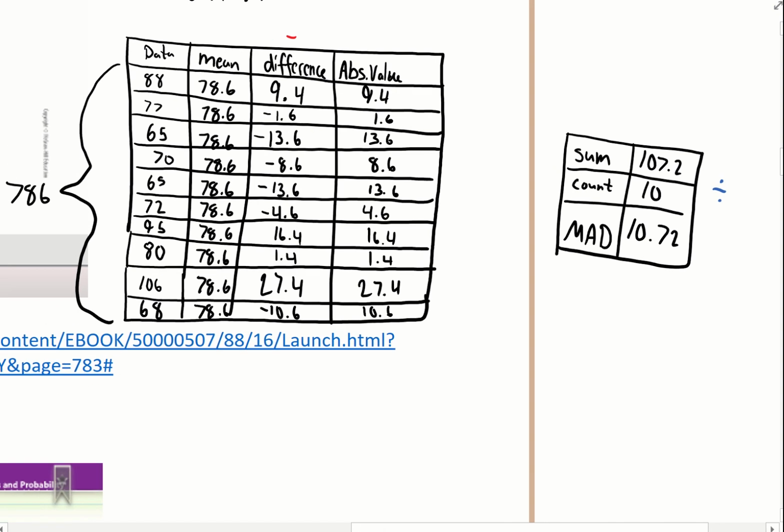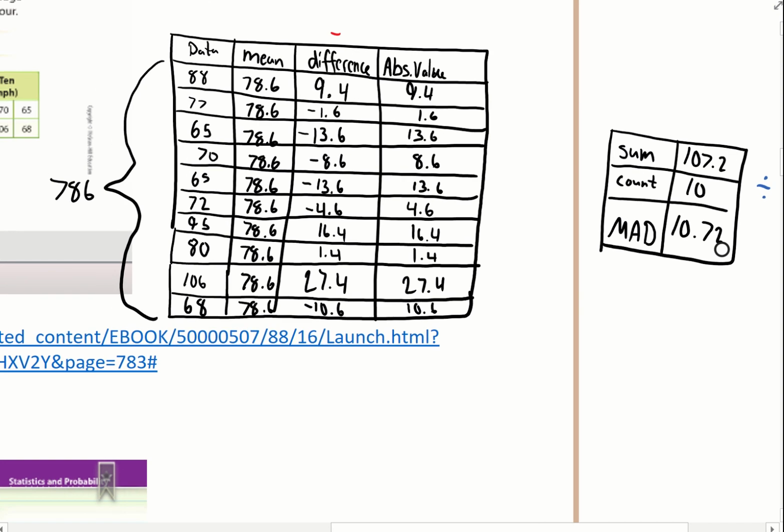Now, I just looked at the book. There is a slight error. I'm not going to worry about it, because the main thing you need to know is the steps in finding the mean absolute deviation.